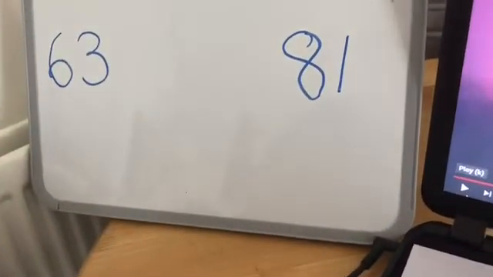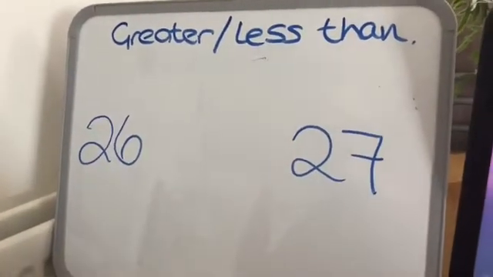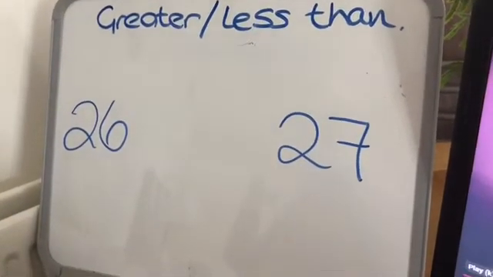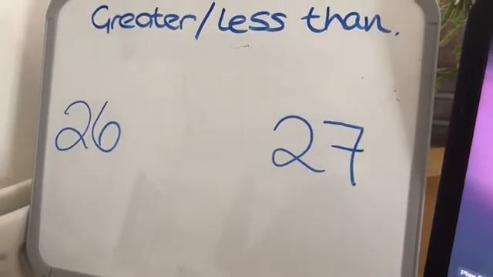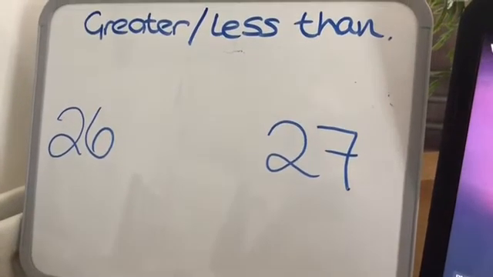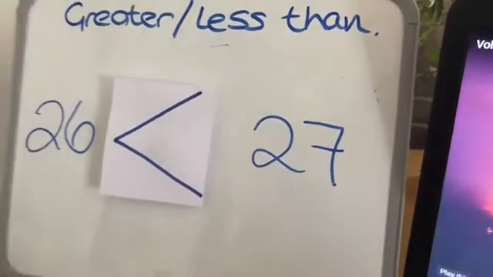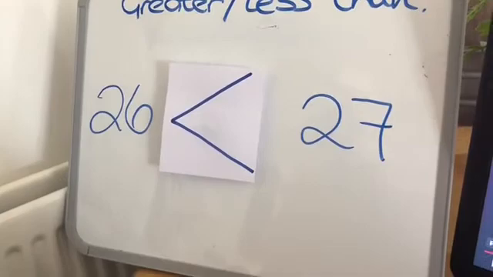So what I'm going to do now is change the numbers. I've changed them ever so slightly to 26 and 27. So is 26 greater than or less than 27? If you have said that 26 is less than, you would be absolutely correct. So our sign would go on like that. So it would read 26 is less than 27.